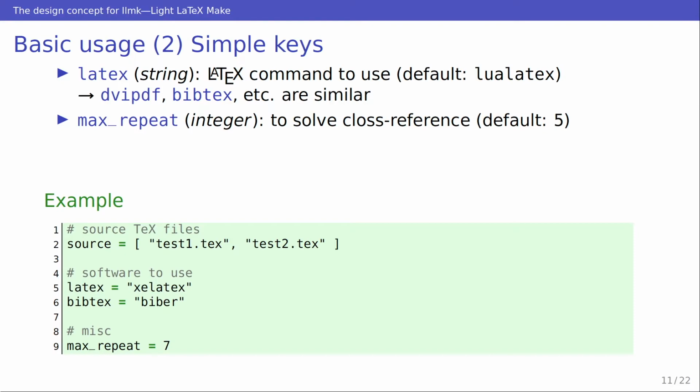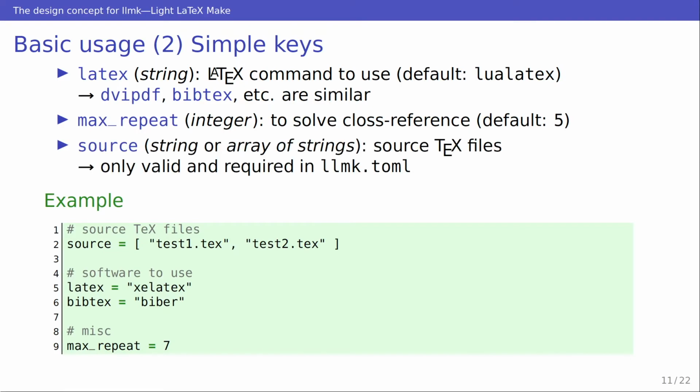There is also another key, max_repeat, whose value is of type integer. That is the maximum number of repeat times for solving cross references, and the default value is 5. As I showed in the first example demonstration in this talk, there's a source key which specifies the source TeX files. This is only valid and required in llmk.toml, so you don't need this key for the TOML field.